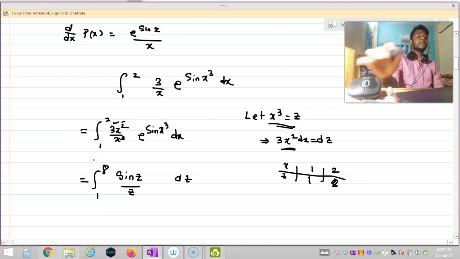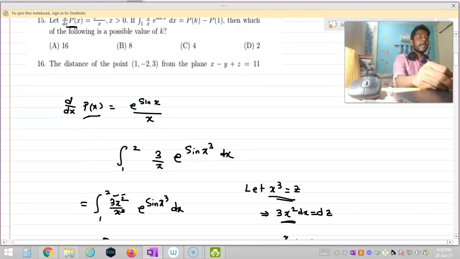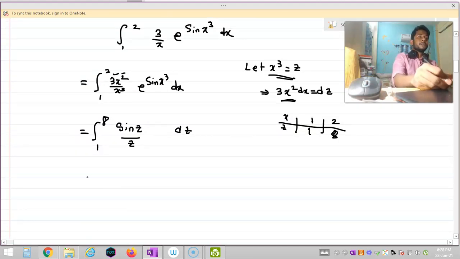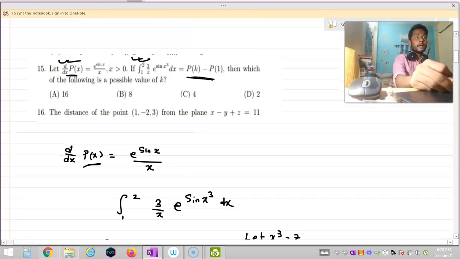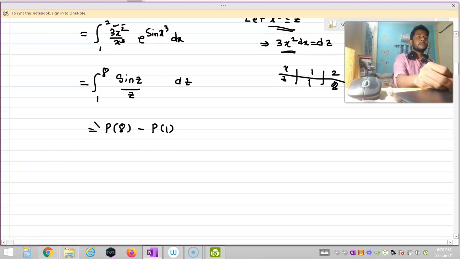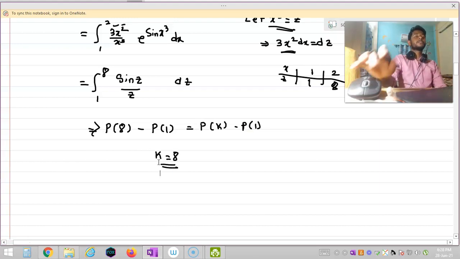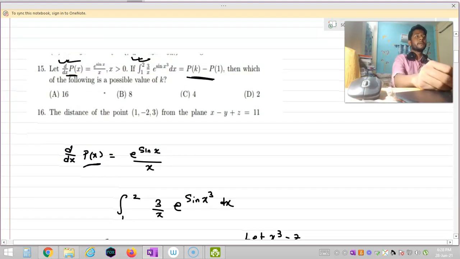Now you can see that P(x) is the antiderivative, so by using the fundamental theorem of integral calculus, I can write it as P(8) minus P(1). Now equating this with the value of the integration given to us, which is P(k) minus P(1), hence I can say that k is equal to 8. Let us see the options. So option B is our correct option. This is all about question number 15.